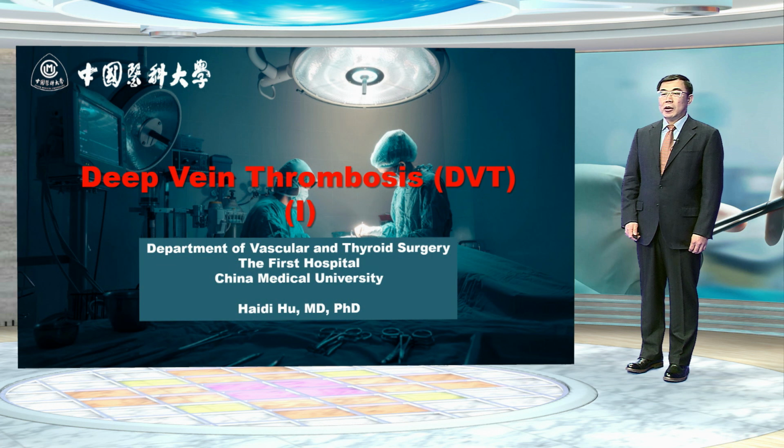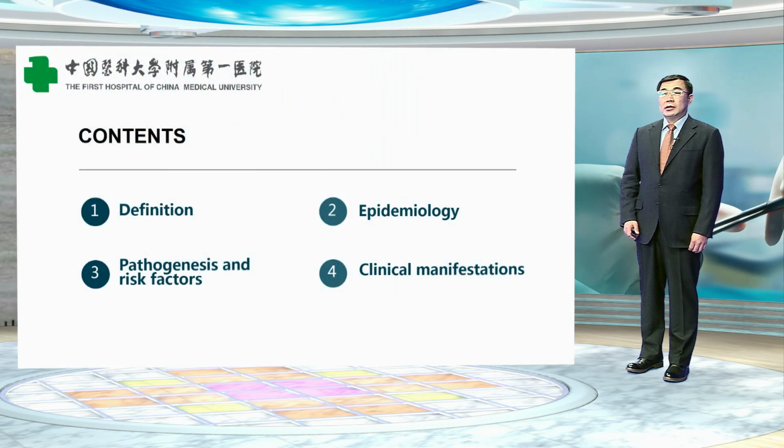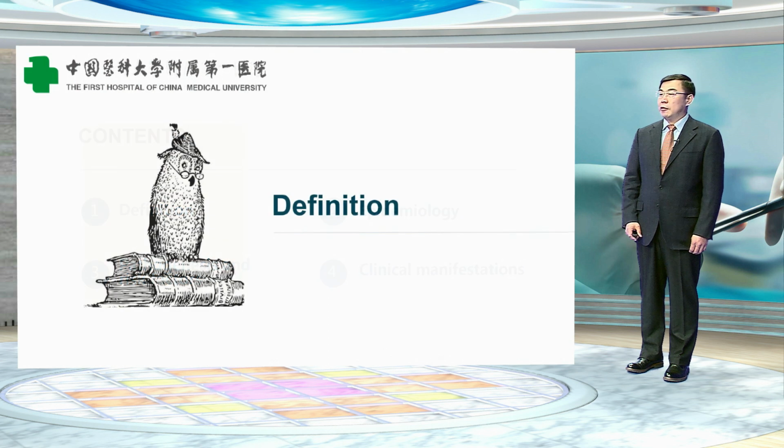Today, we will talk about deep vein thrombosis, a common disease in the real world. This part includes general information of definition, epidemiology, pathogenesis, risk factors, and clinical manifestations.